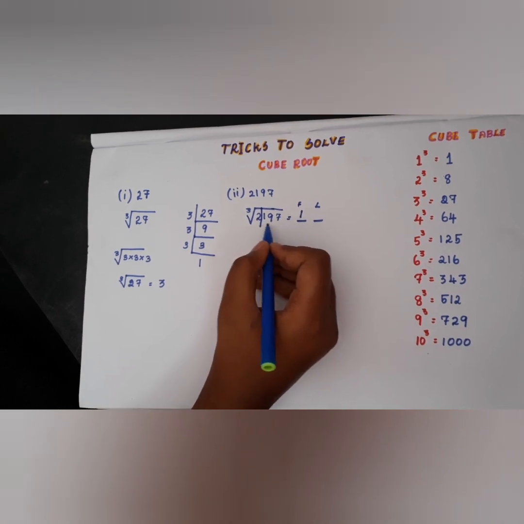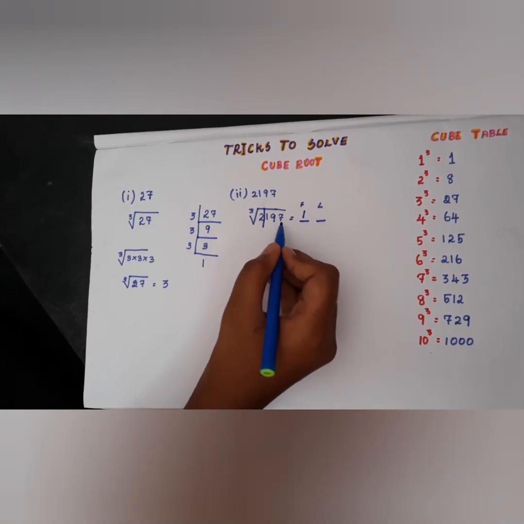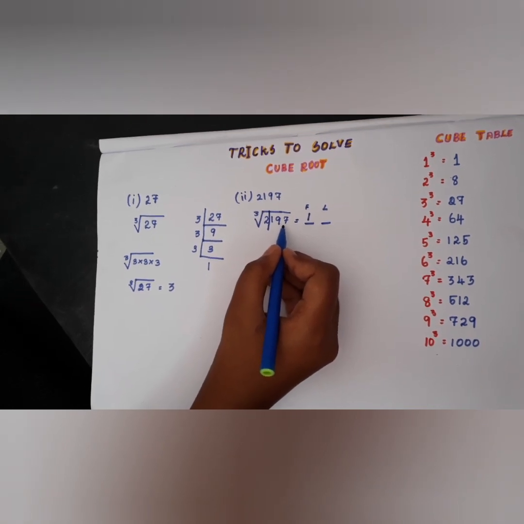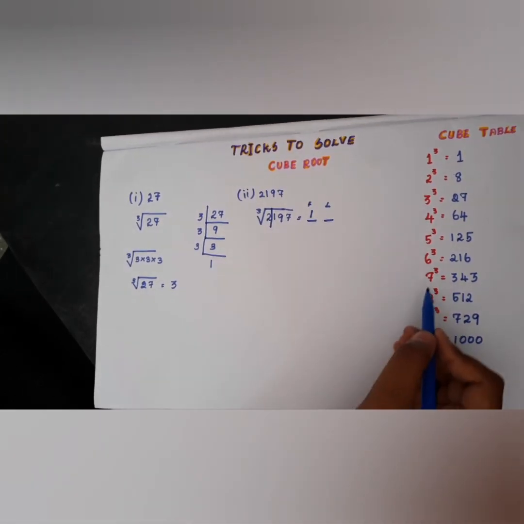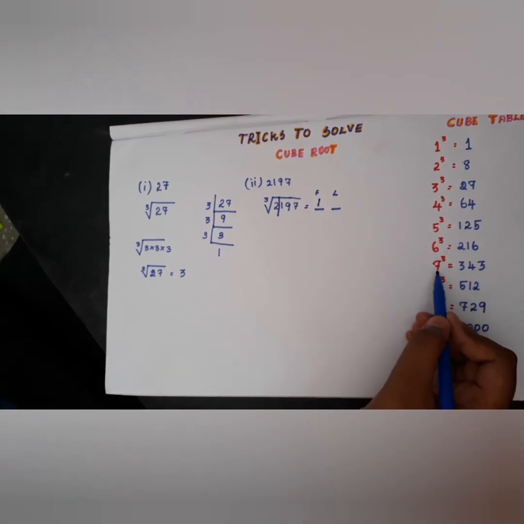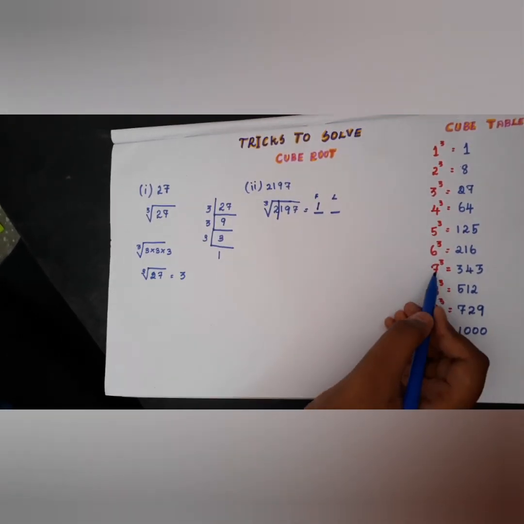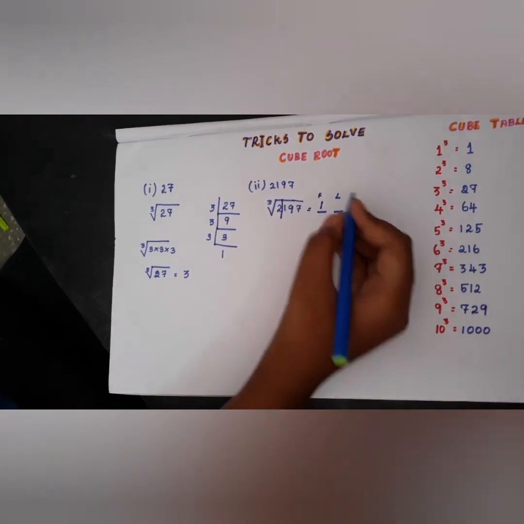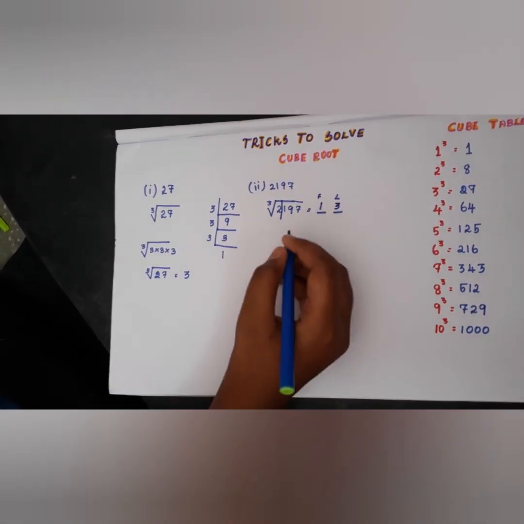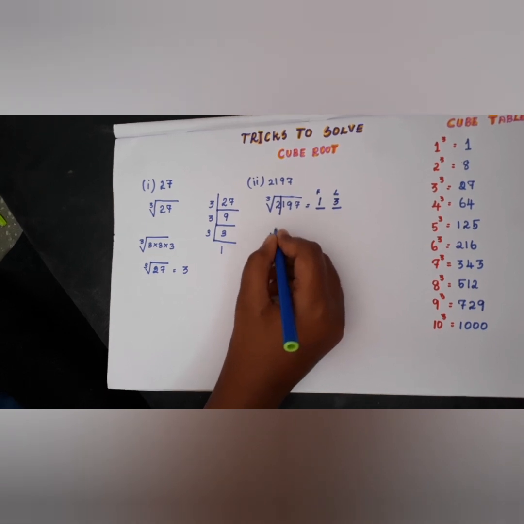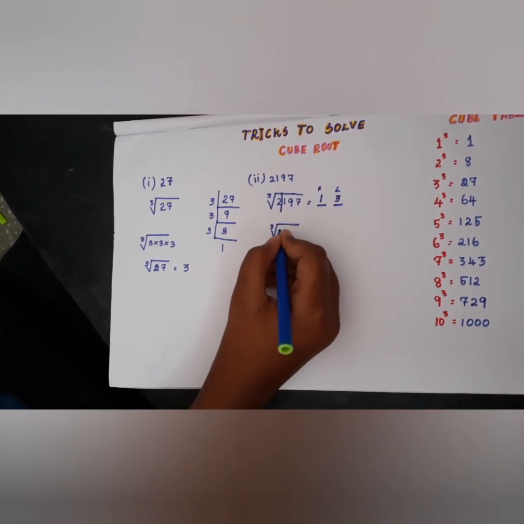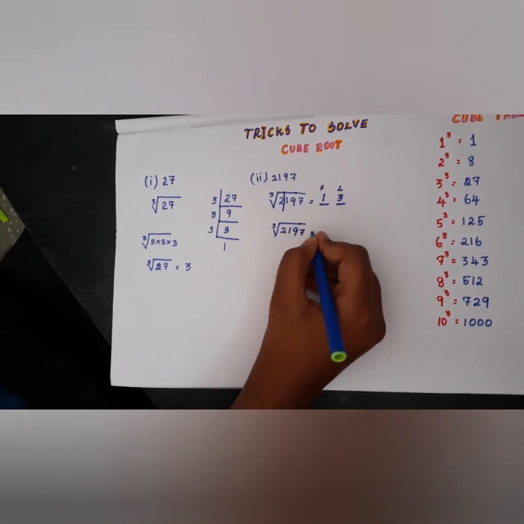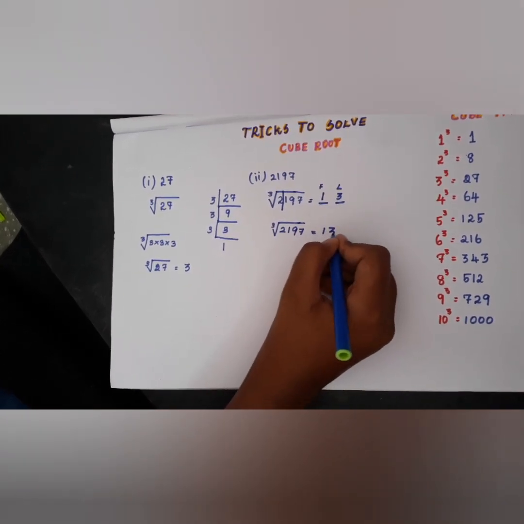Let me take the second group, 197. Now we are going to see the unit digit of 7. What is the unit digit of 7? 3 is the combination of 7, and 7 is the combination of 3. So the cube root of 2197 equals 13.